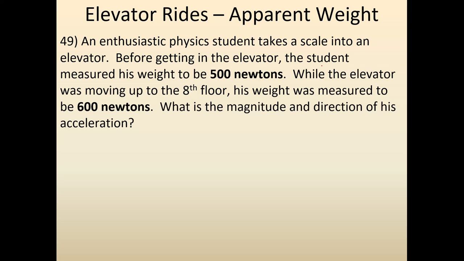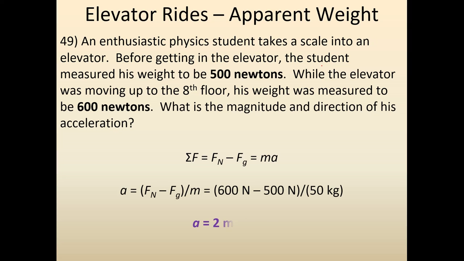All right, so here they give us some information. We want to know the magnitude and direction of the acceleration. So again, we do the whole FBD. We know that his actual weight is 500, but then the weight is measured to be 600 newtons. So while in the elevator, his apparent weight goes up. The scale reading goes up. So we know that our acceleration is upwards. So I'm going to do Fn minus Fg, the normal minus gravity, since normal is bigger, plug my numbers in, and end up getting that the elevator is accelerating at 2 meters per second squared up.